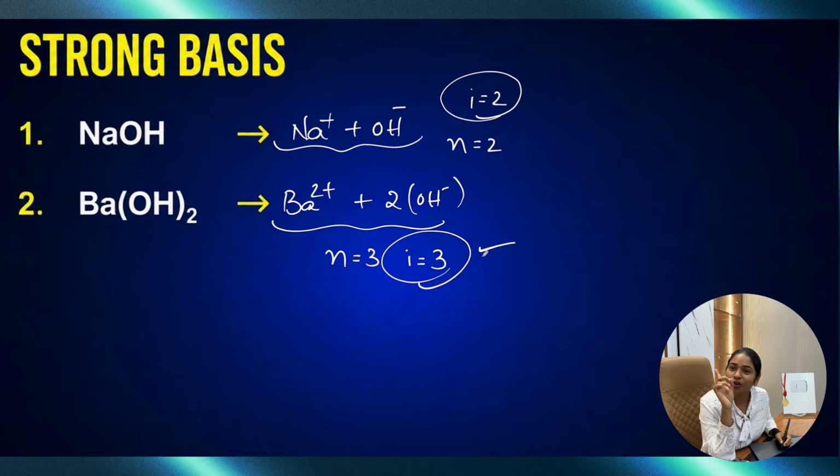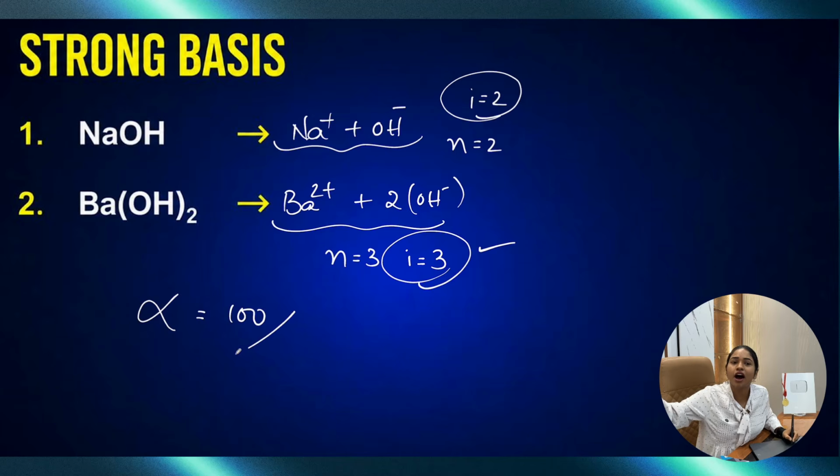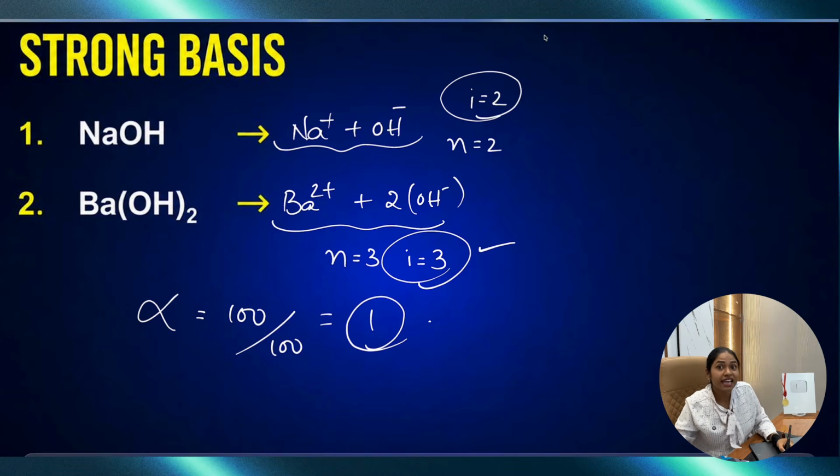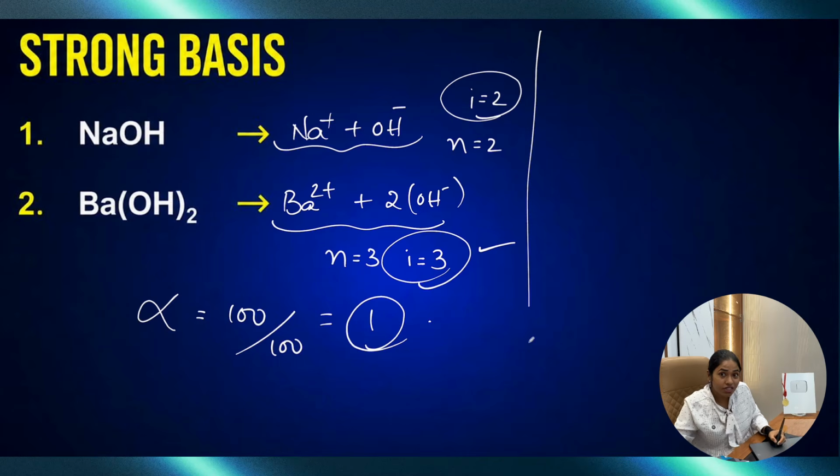Very easy. What have you done? You considered strong electrolytes, which means alpha is 100%. 100 by 100 is 1. If alpha is 1, you put it in the dissociation formula and you find it. For example, the second case is what, under dissociation?